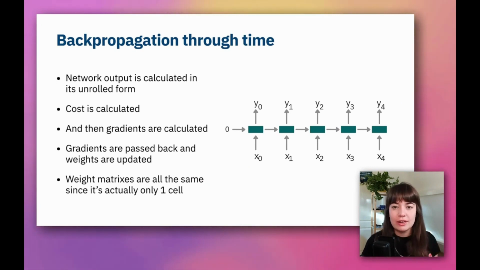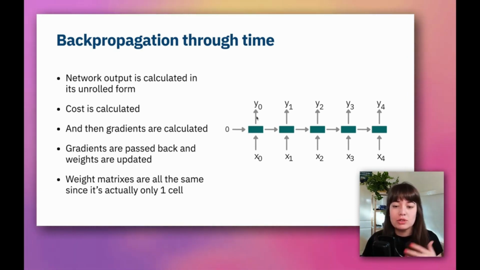All right, but how do RNNs learn? So how does the training work? It's actually quite simple. It's very similar to normal neural networks that do not have any interesting architecture, but we just call it backpropagation through time. So what happens is the output of the network is calculated, of course, and you can think of it in its unrolled form. So at first you give it the hidden state from the previous time step as 0, because it doesn't exist.